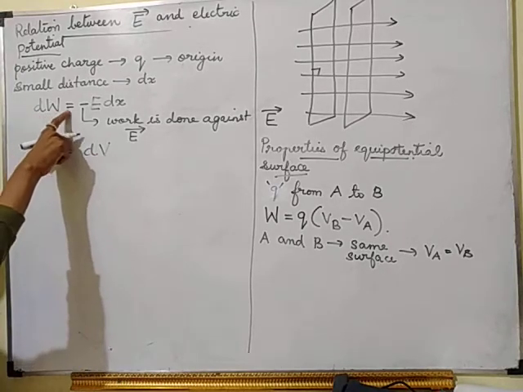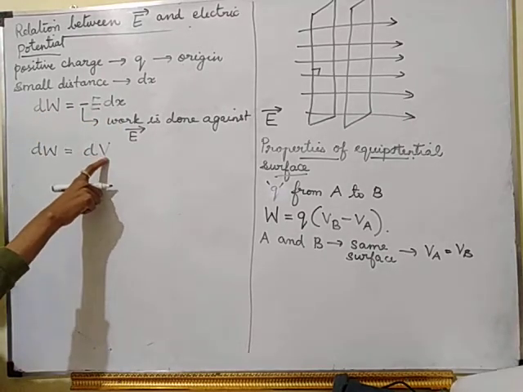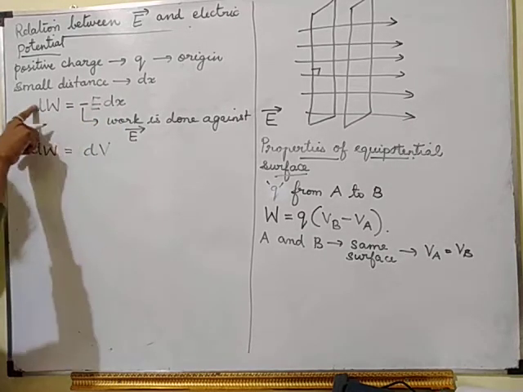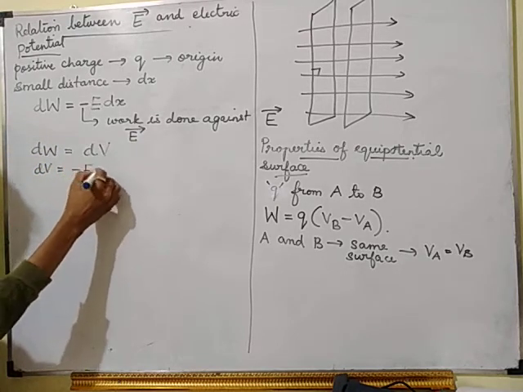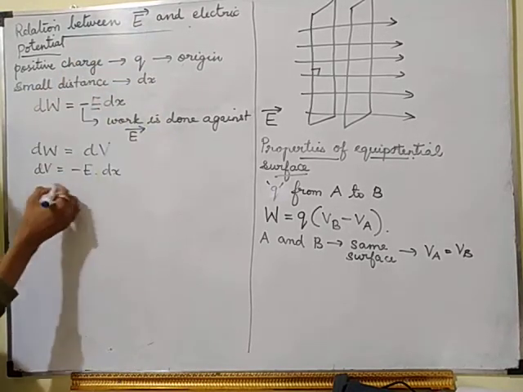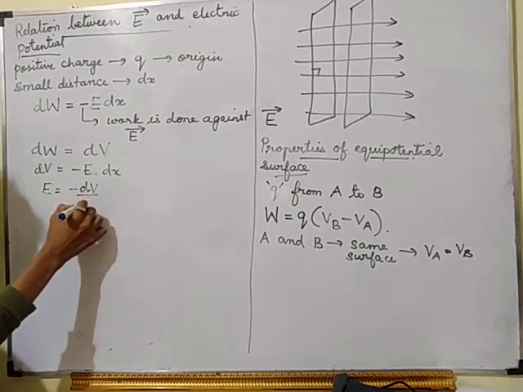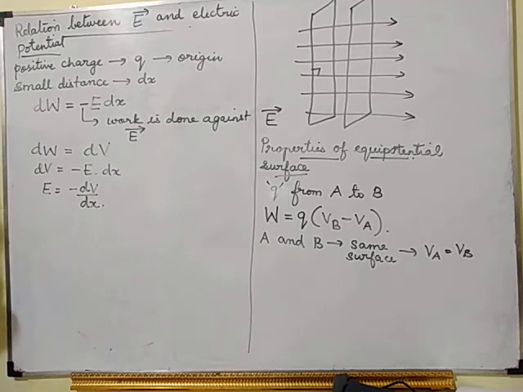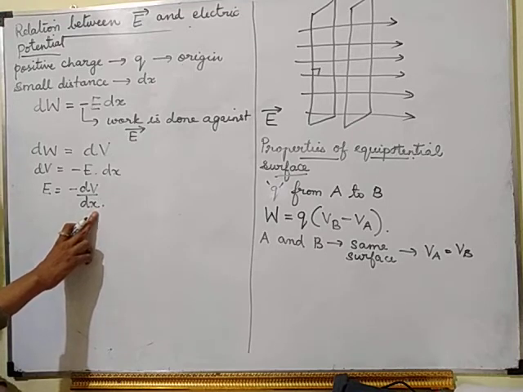So dW is equal to minus E dx. Instead of dW, I can substitute dV. So what will I get? dV is equal to minus E into dx. I want the expression for E. So E is equal to minus dV by dx. This is along the x-axis alone.